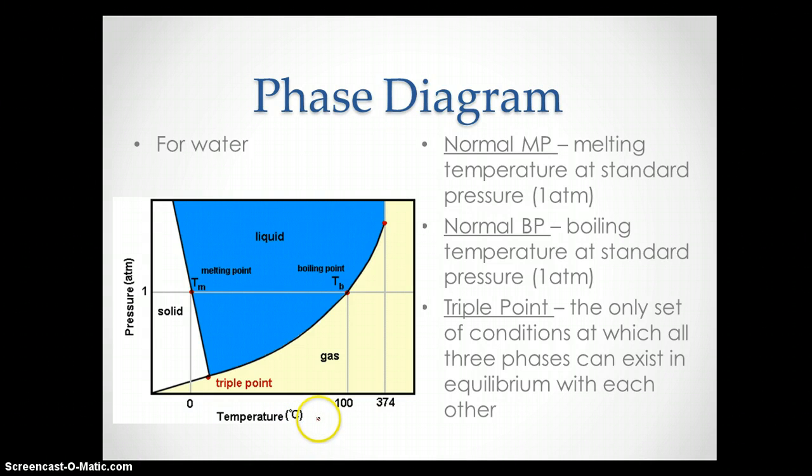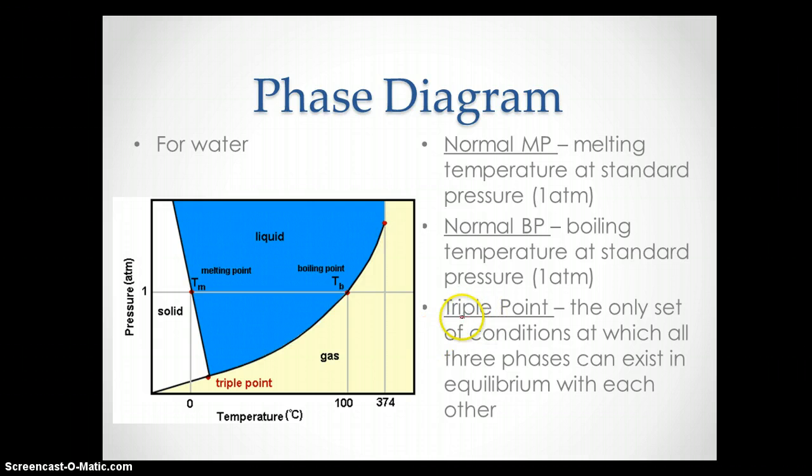Now there are a couple of points that you can pay attention to on a phase diagram. One of those is called the normal melting point, and that word normal means the melting point at standard pressure. Standard pressure is defined as 1 atmosphere. So you can see at 1 atmosphere, that would be the normal melting point, the point at which this particular substance melts. And we know for water, that's 0 degrees Celsius. The normal boiling point is the temperature at which a substance boils at standard pressure. So at 1 atmosphere, if we come over here, this is the normal boiling point, which we know happens at 100 degrees Celsius.